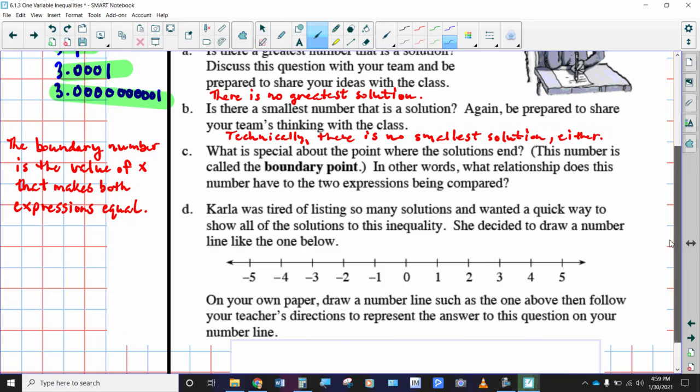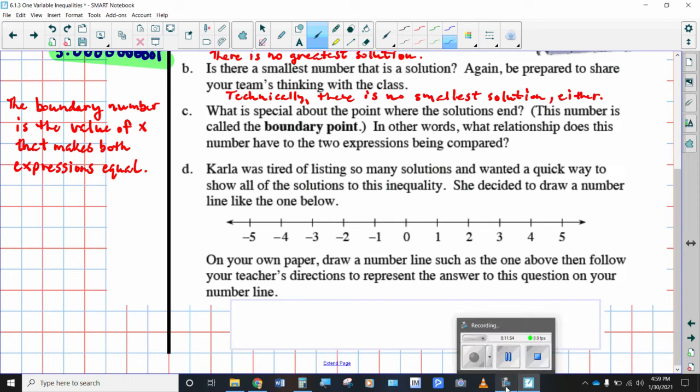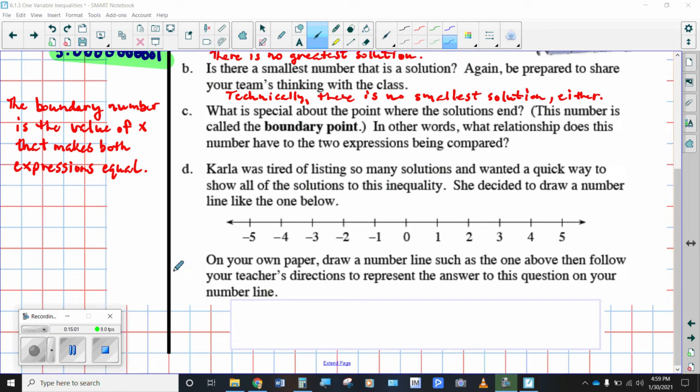So it says Carla was tired of listing so many solutions and wanted a quick way to show all the possible solutions of the inequality. So she drew this number line, and I would like for you to draw this number line too. What I'd like for you to do is circle the boundary number and then shade in the direction where all the solutions would be. Okay? Take a moment to make the number line, and then circle the boundary number and then shade the direction that you think includes all the solutions.